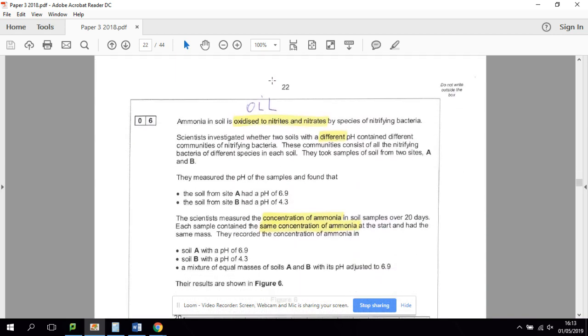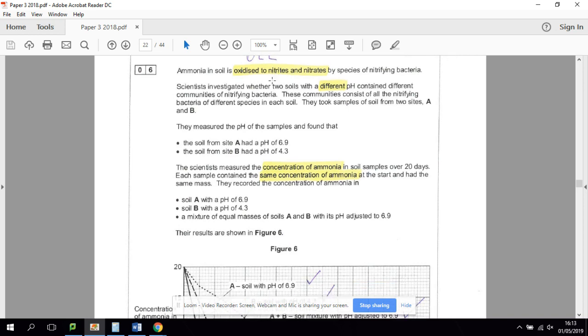Right, question 6. Ammonia in soil is oxidized to nitrates and nitrites by species of nitrifying bacteria. What's oxidation? Oxidation is loss of electrons or hydrogen, but gain of oxygen, so you should think about this. Again, we've got different pHs, and we've got the information here about soil from sites A and B, the difference in the pH. They measured the concentration in the soil sample over 20 days, and the same concentration of ammonia was used at the start, and the mass was recorded.